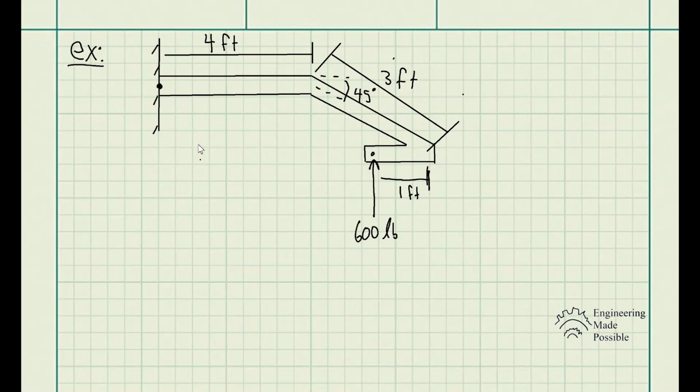For this example, we have this structure or beam with this specified geometry. Now we have the dimensions from the wall here to the first bending point, which is 4 feet, and then we have a 45-degree angle drop of that beam that goes for 3 feet, and the force being applied is 600 pounds, which is a foot from the right hand side.